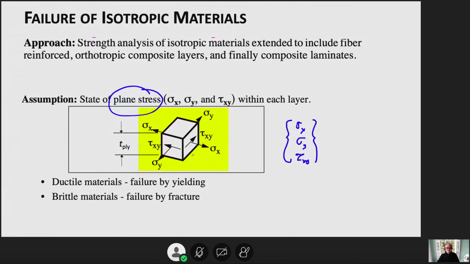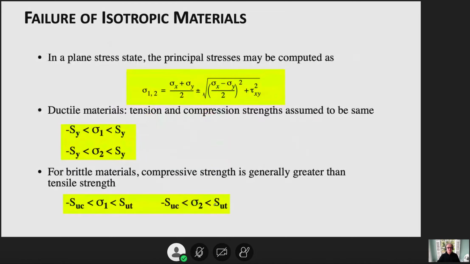Now, in this case, the failure is typically categorized based on the material type into one of two forms. It's either by yielding, excessive yielding, that stiffness is lost, or for brittle materials, it's sudden fracture. And in the isotropic case, what we do is, if the stress state is given, then we find the principal stresses, sigma 1, sigma 2, and tau 1, 2. And those come from the Mohr circles.